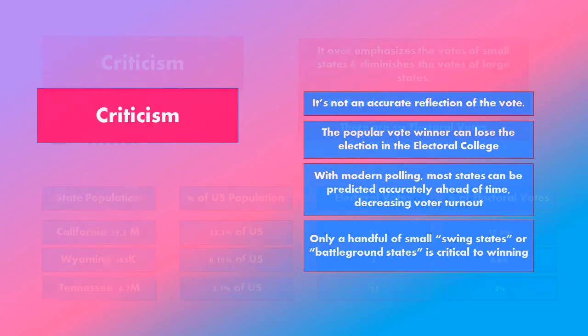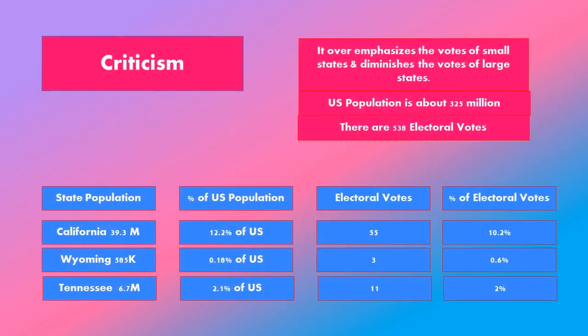One of the big criticisms of the Electoral College is that it is going to overemphasize the votes of small states and it is going to diminish the votes of large states. So it's going to help smaller states and it's going to hurt larger states. And we're going to do a little math to prove that. Part of this is due to the fact that in general, there is one representative for every 750,000 people in the country.